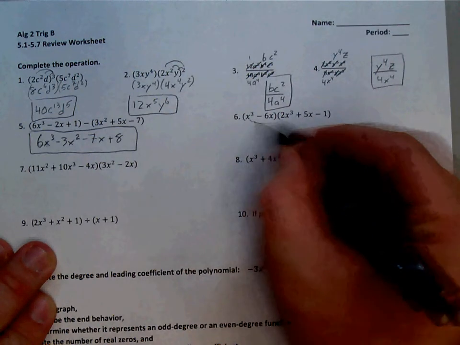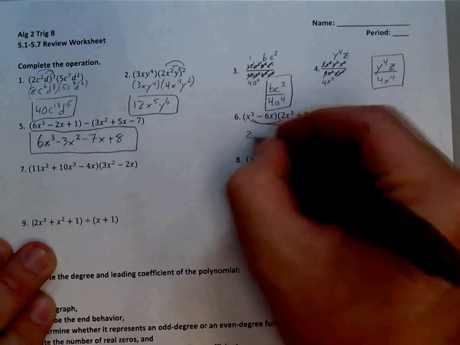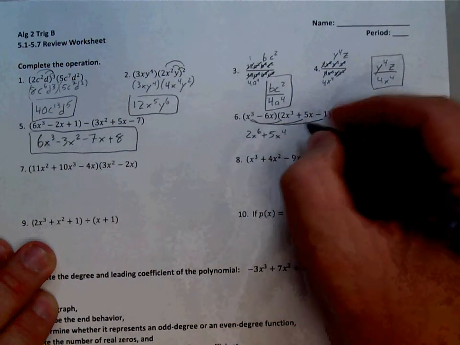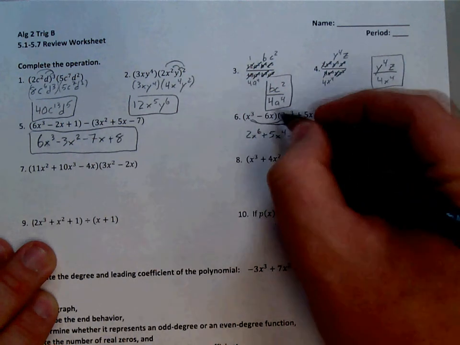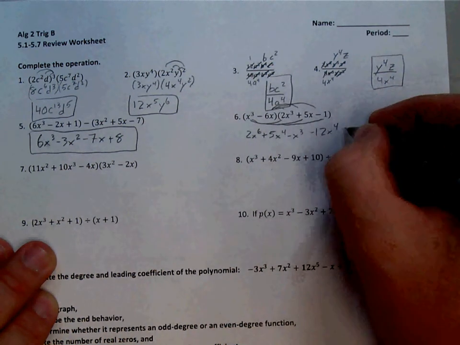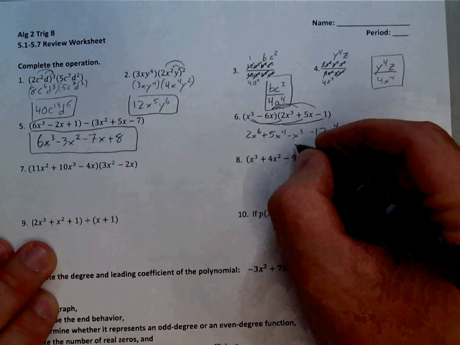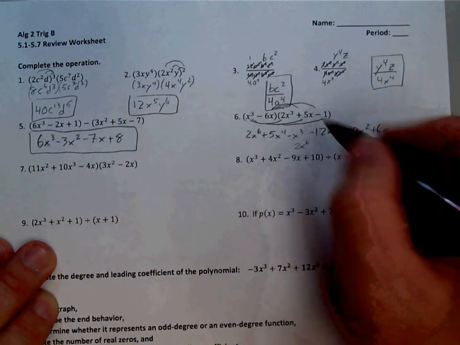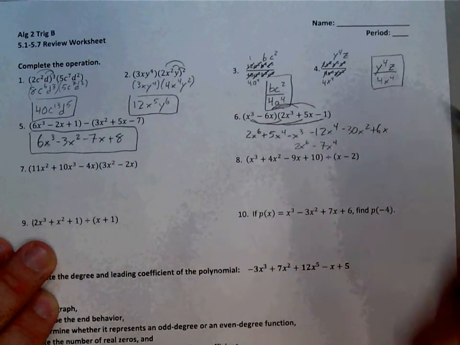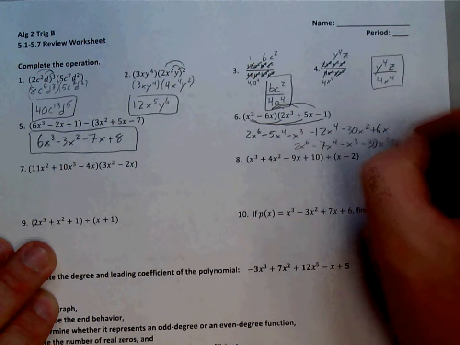Number 6, I need to distribute. So 2x, add the exponents together to get 2x to the 6th, plus 5, and then x to the 3rd times x is x to the 4th, minus x to the 3rd. And then I now take and distribute the negative 6x to give me negative 12x to the 4th, minus 30x squared, plus 6x. So when I combine like terms, 2x to the 6th, 5 and negative 12 makes negative 7, x to the 4th, and then minus x to the 3rd, minus 30x squared, plus the 6x.